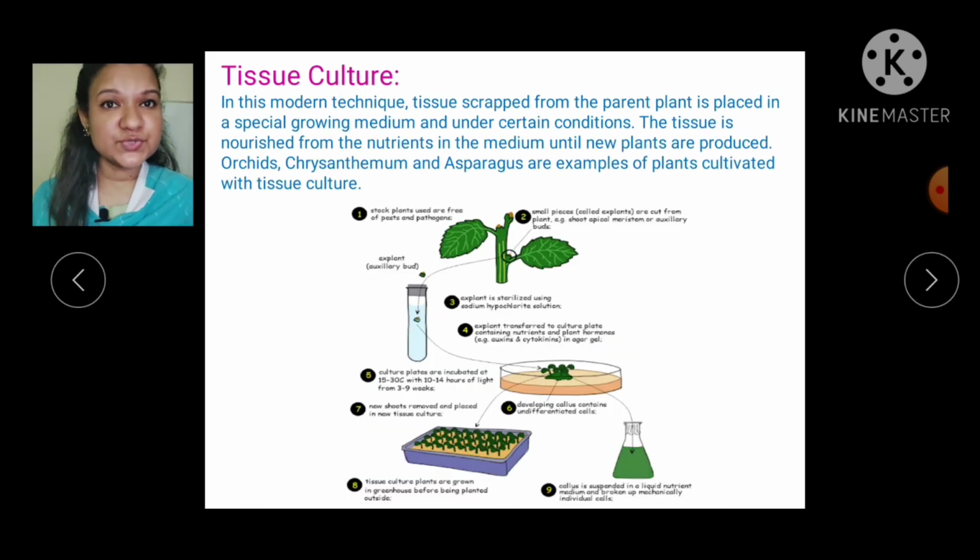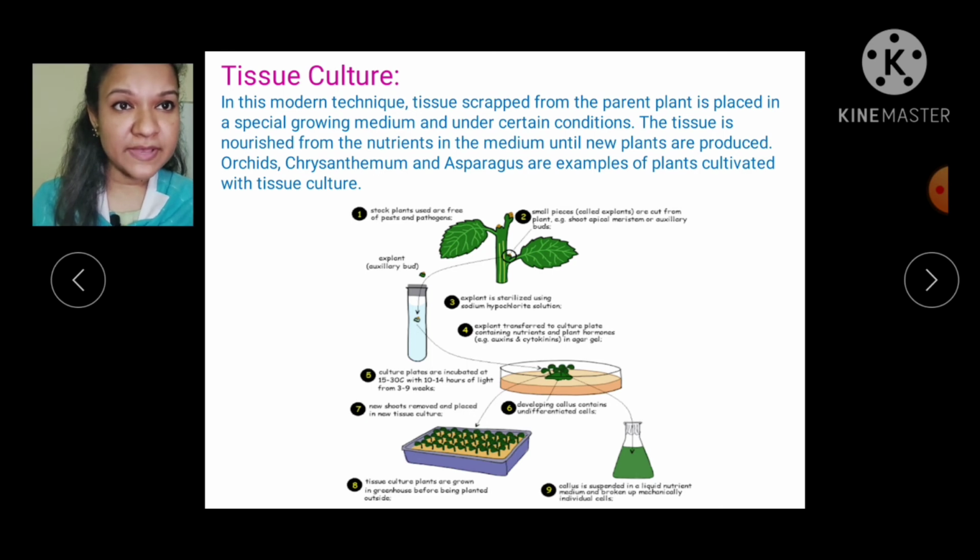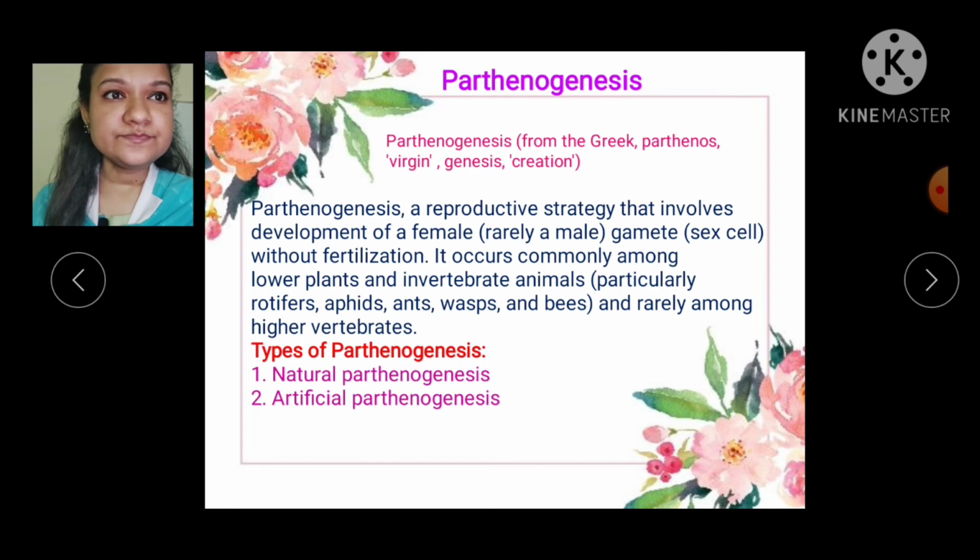And then tissue culture, this is a very modern technique. In this modern technique, tissue scraped from the parent plant is placed in a special growing medium under certain conditions. The tissue is nourished from the nutrients in the medium until new plants are produced. Orchids, chrysanthemum and asparagus are examples of plants cultivated with tissue culture.